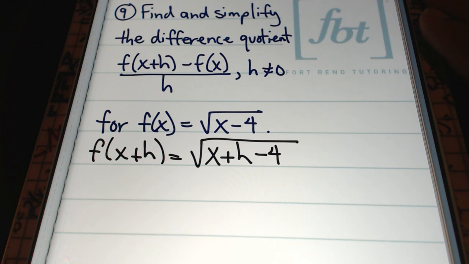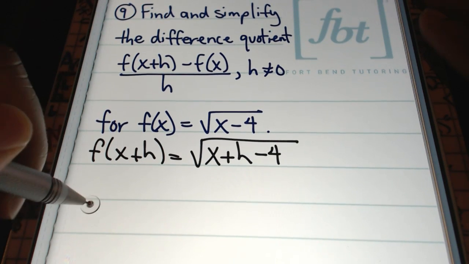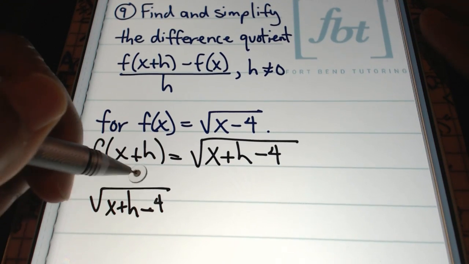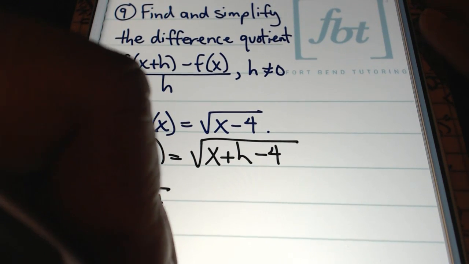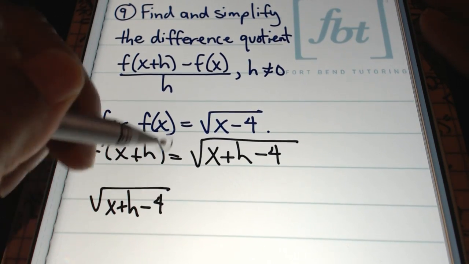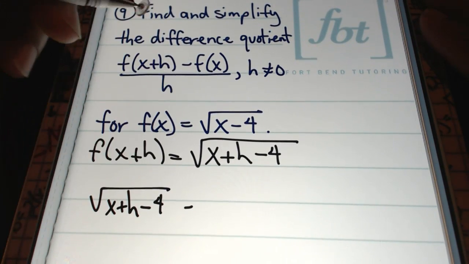That's right, you just stuck with what it is. So plugging in the values here, you'll end up with the square root of x plus h minus 4. That's supposed to be a minus sign there. I think I want to fix it. Let's rewrite this because it was just ugly.